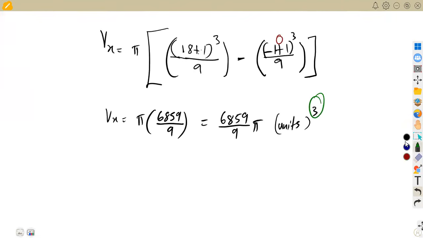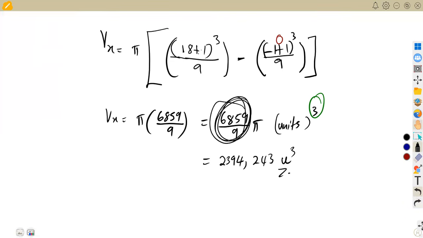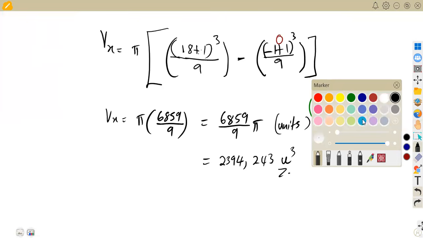And also you can just simplify this directly, as it is on your calculator. If you simplify, this will be 239.4243, which is units to the exponent of 3. Or you can just leave it in terms of pi, or you can use a decimal for pi, but then it affects the answer. You can write it in the way that you want, as long as you understand what you are writing at the end.